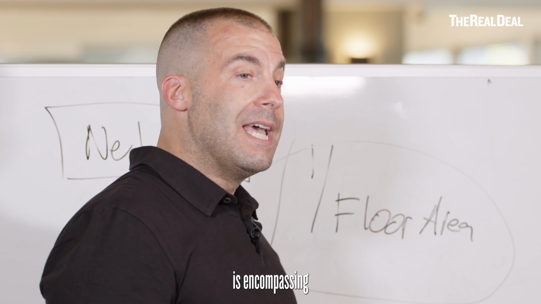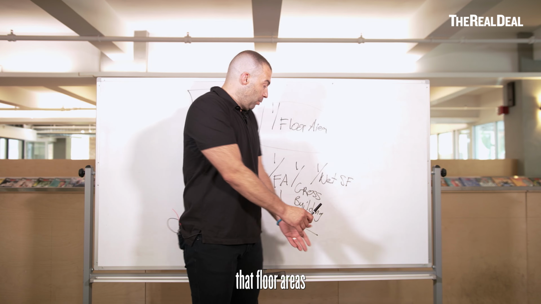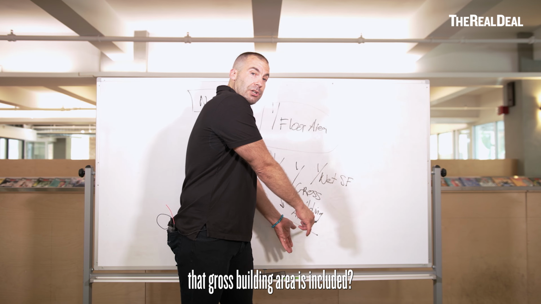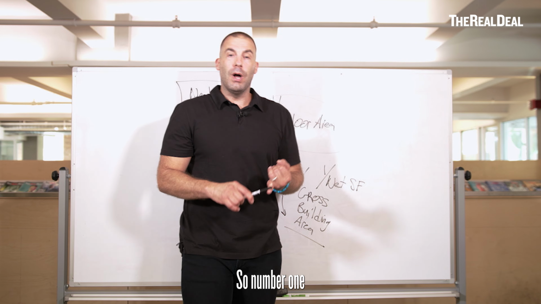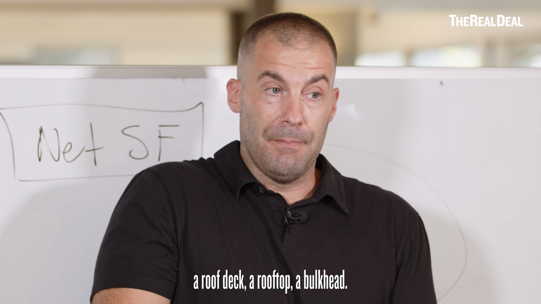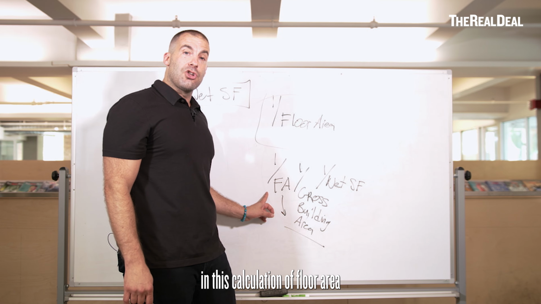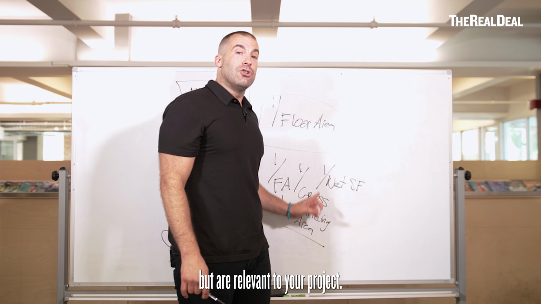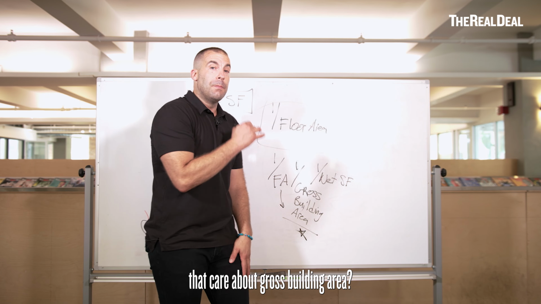Next, the most important variable is gross building area. Gross building area encompasses everything else about your building. What are some of the things that gross building area includes that floor area doesn't? And who are the stakeholders that actually care about it? Number one, below grade, a cellar, a balcony, a roof deck, a rooftop, a bulkhead. These are all square footage that are not included in the calculation of floor area, but are relevant to your project.